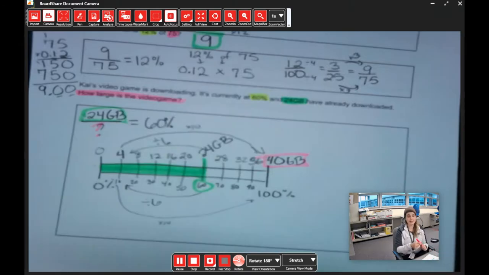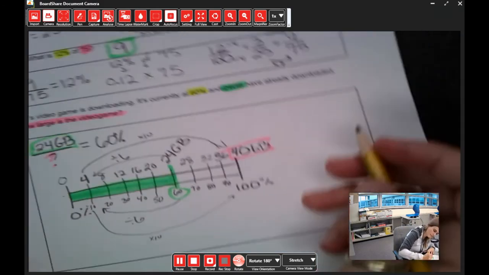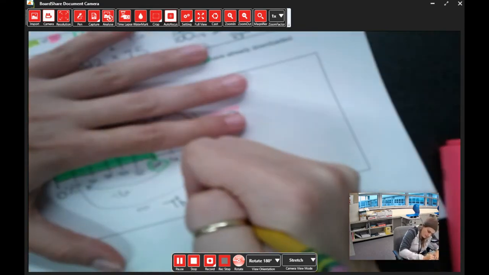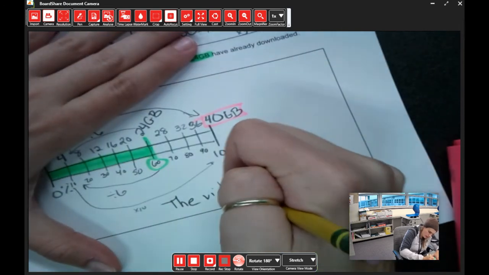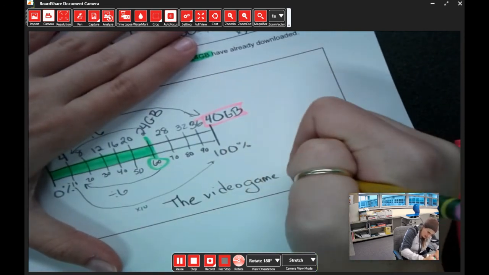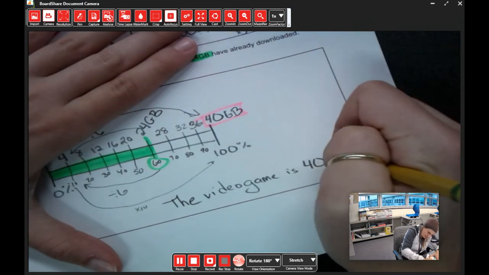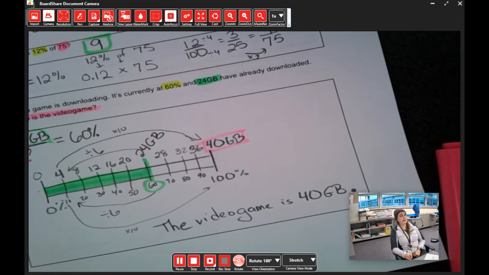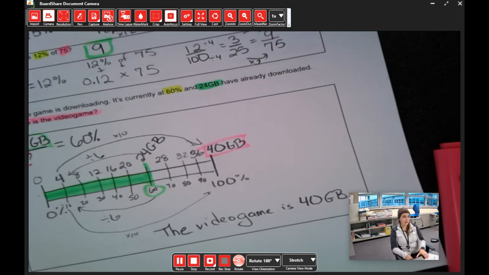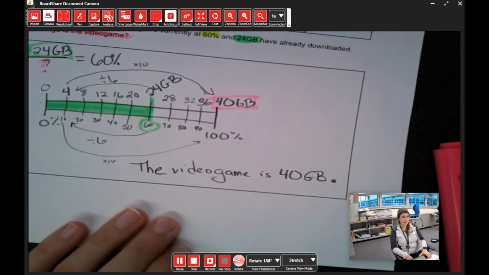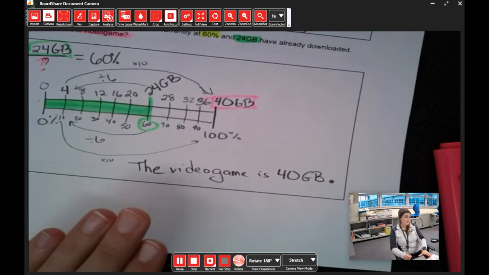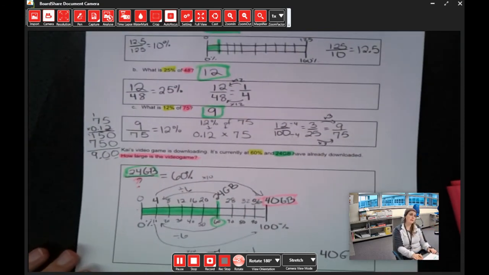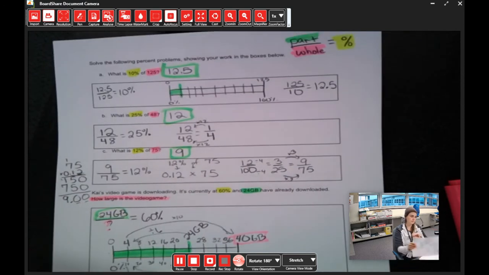I'm going to have to write a sentence. How large is the video game? The, capital T, video game is 40 gigabytes. Period. I am so counting capital letters and periods on this test. We are in 6th grade. That should be common practice. All right. So that is my work for the first page. On to the second.